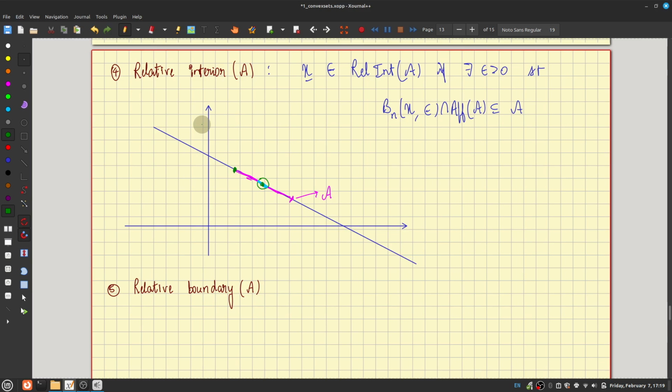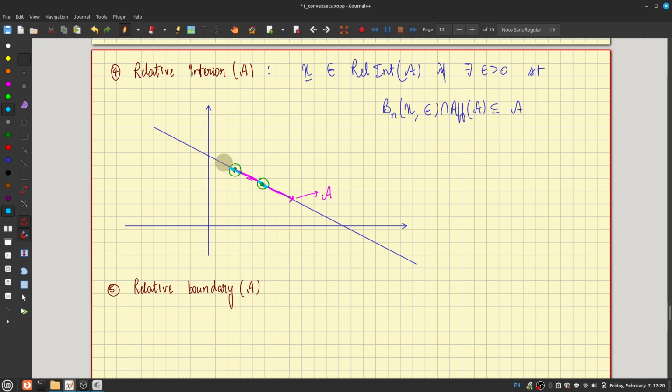Okay, fine. Now let me take this other point over here. Intuitively, this should not lie inside A. It lies at the edge of A. Now let me draw a ball, no matter how small I make the ball. I take the ball, the intersection of the ball with the affine hull is another line segment. But no matter how small I choose epsilon, it's always going to go outside A, right?